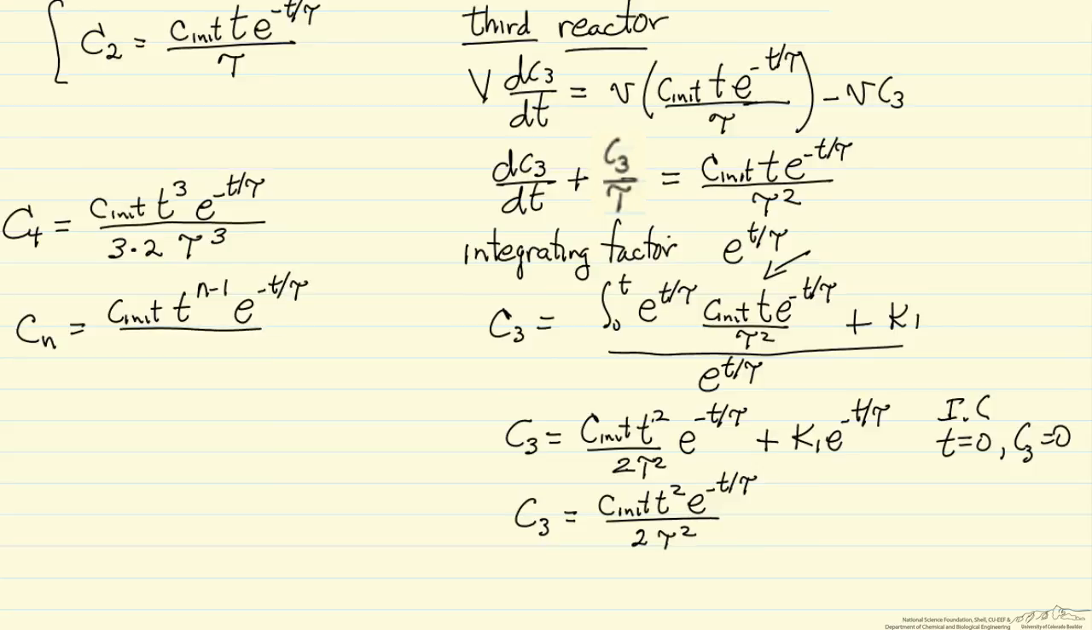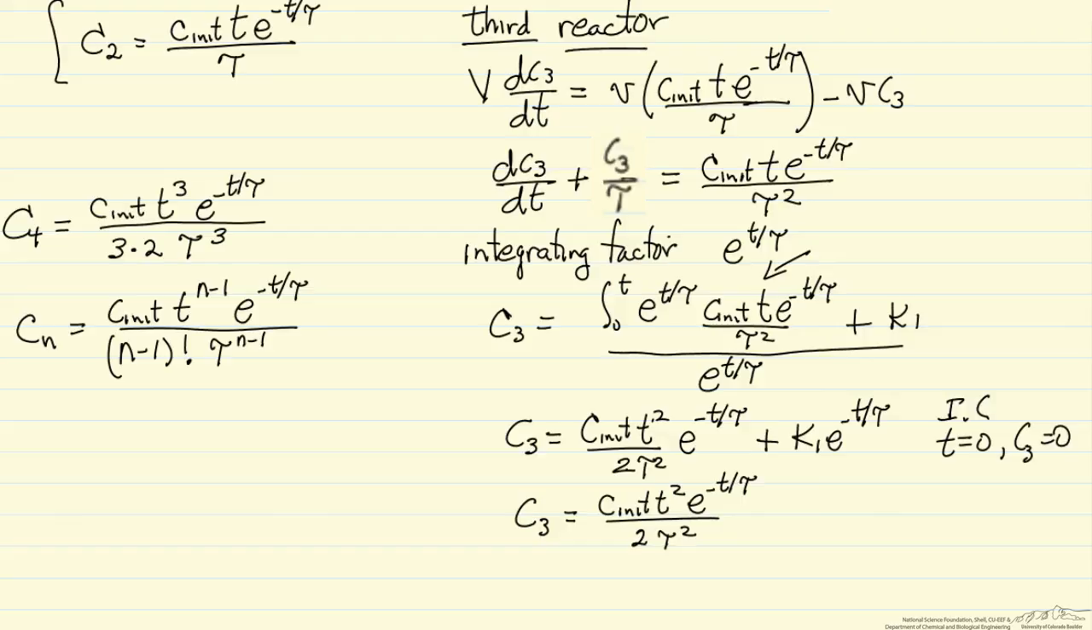over tau. You can see for the fifth reactor we'd have 4 times 3 times 2. So this is going to be n minus 1 factorial. And we have tau to the n minus 1 also. So not quite finished. We now have the concentration from the nth reactor.